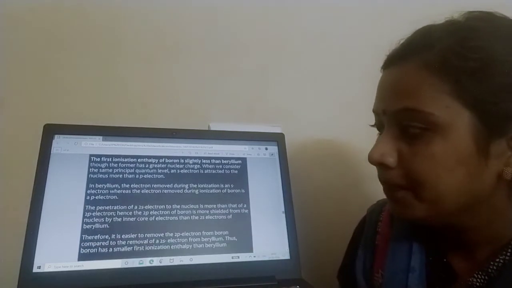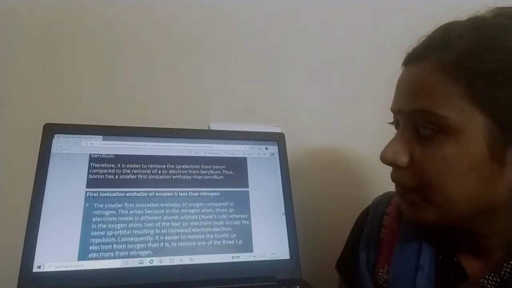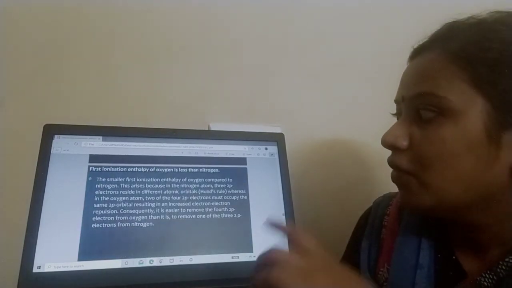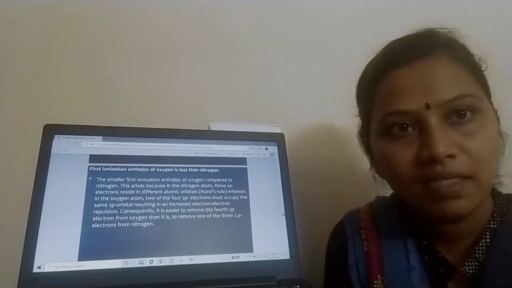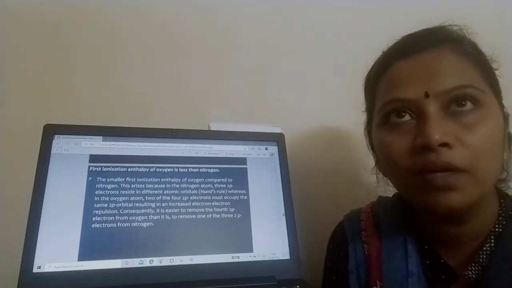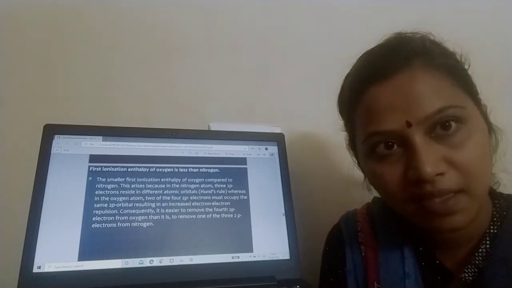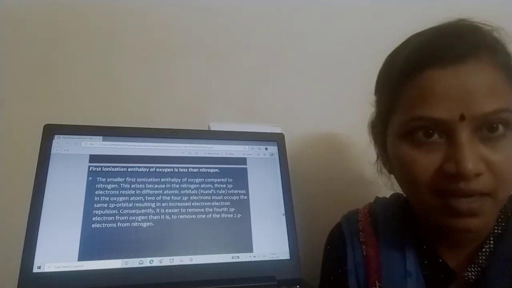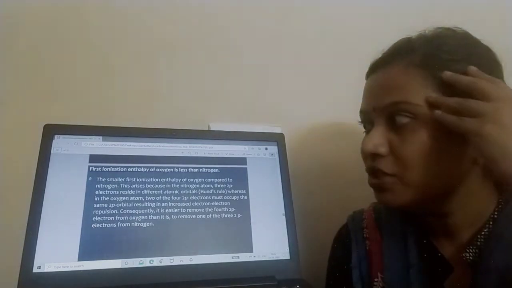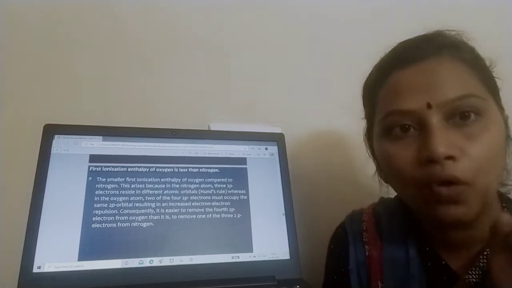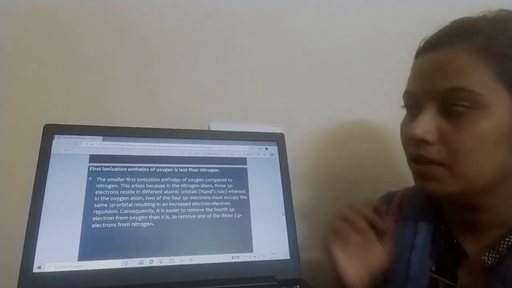That's the reason. Next, the first ionization enthalpy of oxygen is less than nitrogen. We have already seen about first ionization enthalpy. I have already told you second ionization enthalpy is greater than first, and third ionization enthalpy is greater than second. So here the question is, why is the first ionization enthalpy of oxygen less than nitrogen?